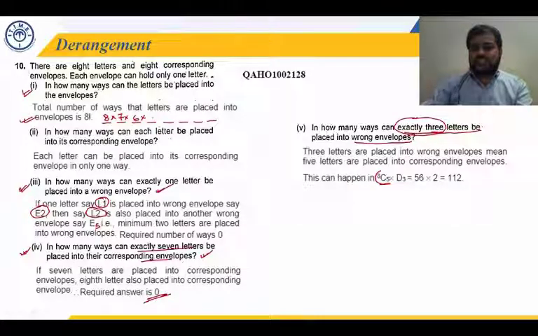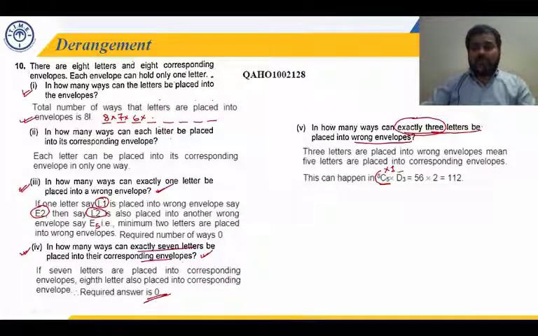Now this is just selection. Now these 5 letters which are getting into correct envelopes can be put into the correct envelopes in only one way. So actually it is 8C5 into 1 also, because this 8C5 is only for selection. Once you select, in how many ways can you put those 5 letters into the correct envelopes? It is 8C5 into 1.